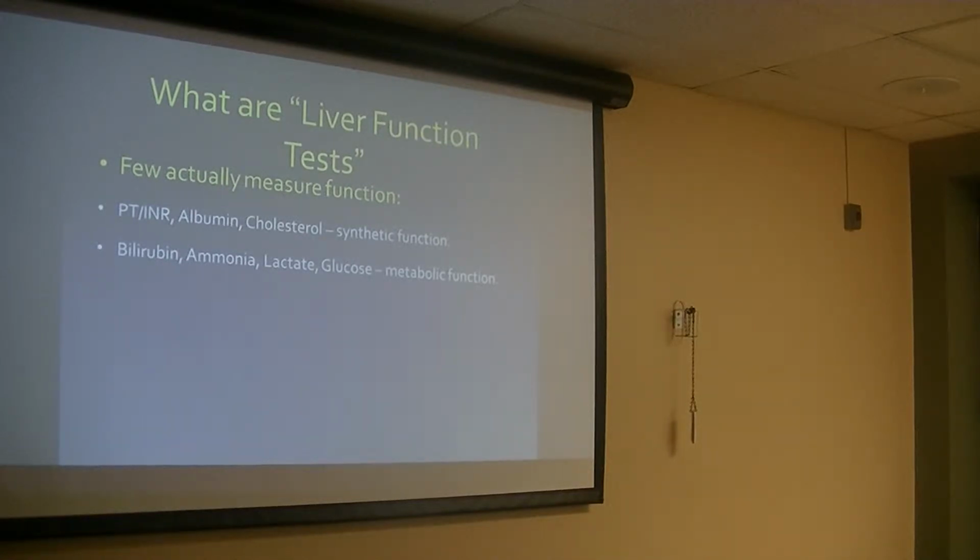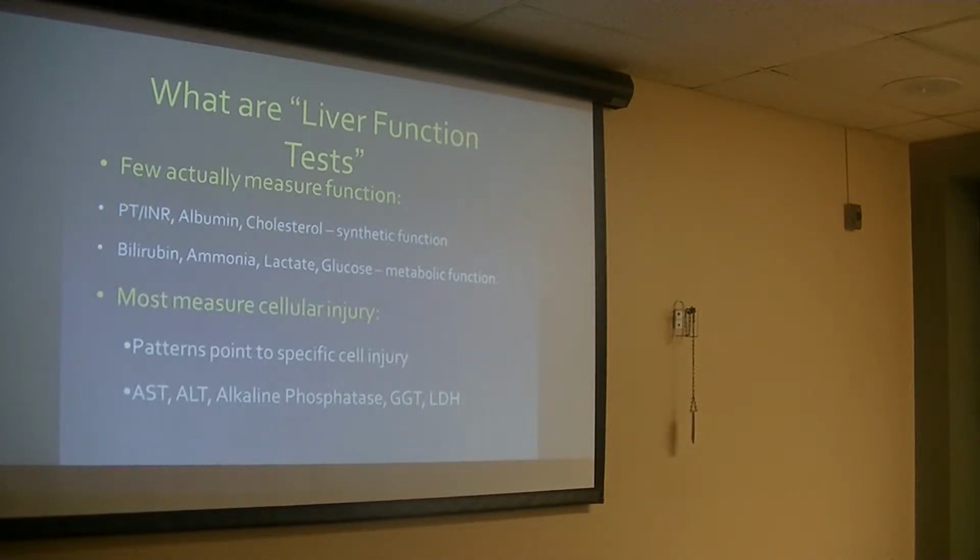The bilirubin and ammonia, lactate and glucose are also things that are compromised. Measuring them measures kind of the metabolic function of the liver. And the most familiar parameters would be the transaminases, the AST, aspartate aminotransferase, and the ALT, alanine aminotransferase, alkaline phosphatase, and sometimes gamma glutamyl transferase and LDH.